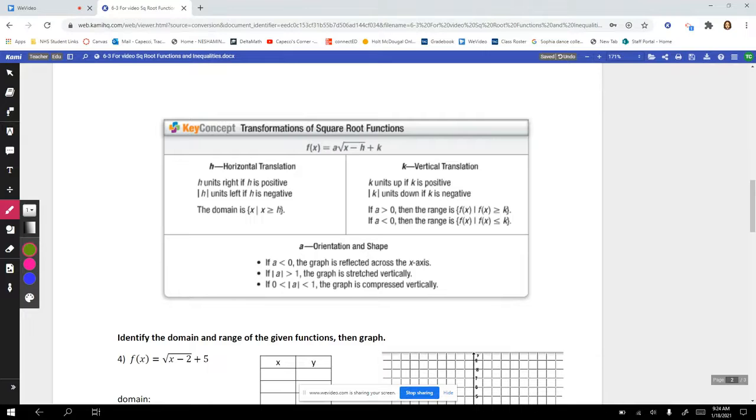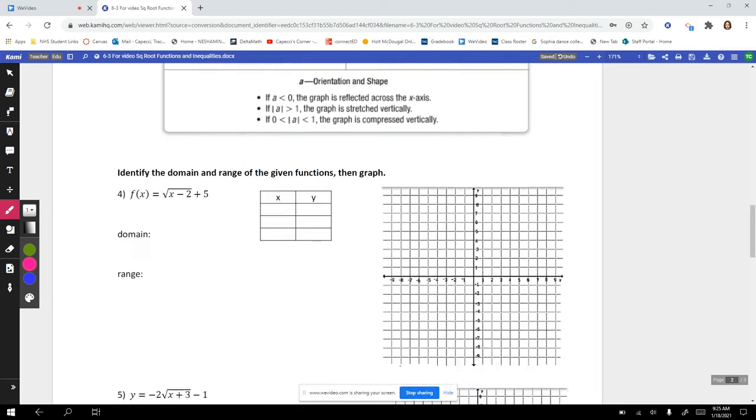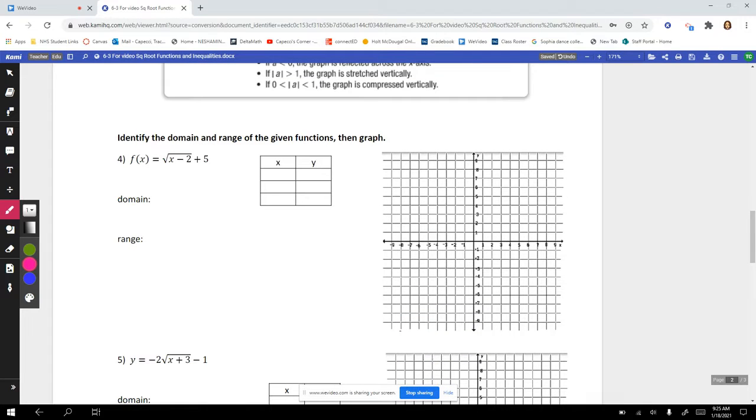Now, with parent functions, we've done all kinds of shifting before. So here is basically the equation for the function, and we have horizontal and vertical translations, and we talk about the shapes. I think it's just as easy to make a table, but if you like to use that and you prefer to use that, you can take a look at all of that. Okay. All right. So identify number 4.